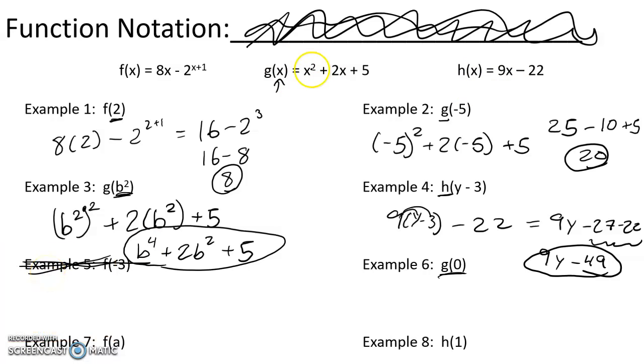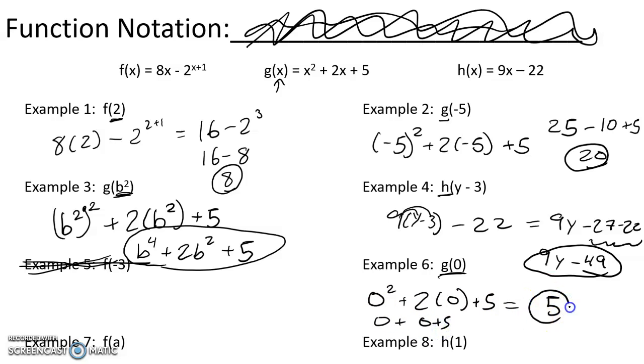So wherever I see an x, x squared is going to become 0 squared. 2x is going to become plus 2 times 0 plus 5. And I'm pretty sure if you simplify everything out, this is 0 plus 5, which all of that is going to equal 5.